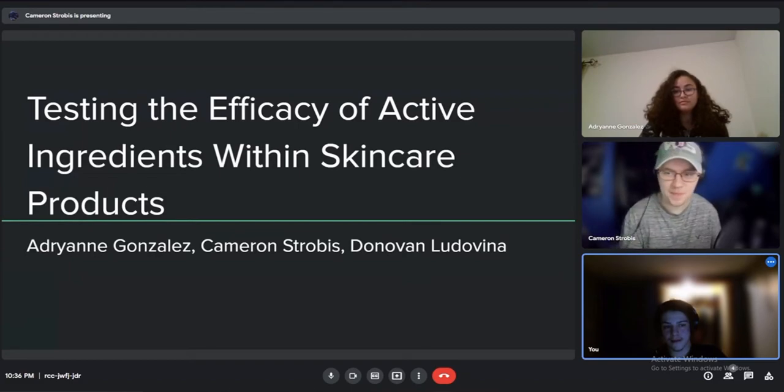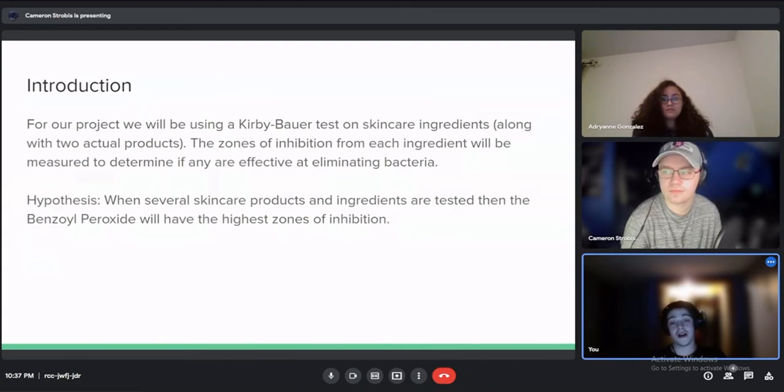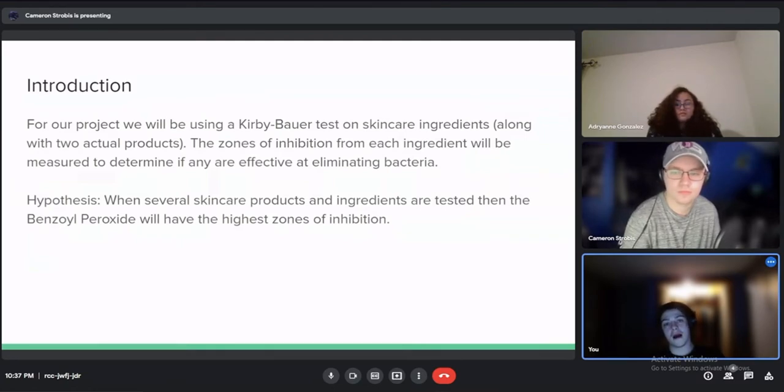Introduction. For our project, we'll be using a Kirby Bauer test on each skincare ingredient, along with the two actual products. The zones of inhibition from each ingredient will be determined to see if there's any effectiveness in eliminating the bacteria. And our hypothesis that we developed was when the skincare products ingredients were tested, the benzoyl peroxide would have the highest zones of inhibition.